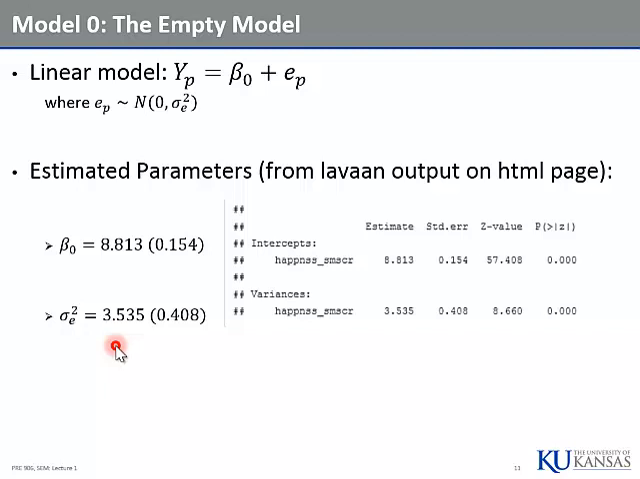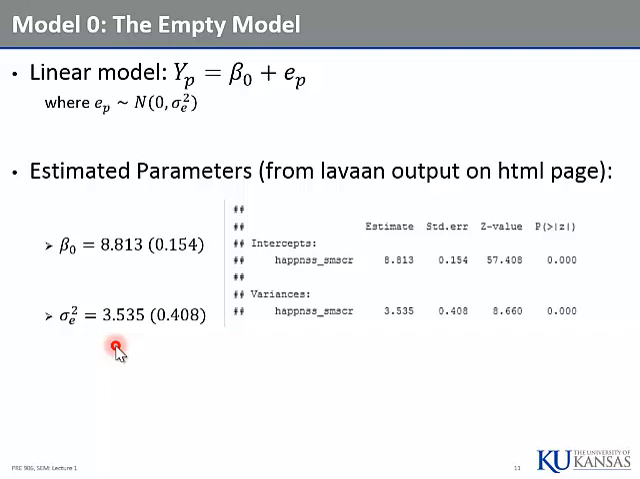8.813. What is the number in parentheses beside it? It's called the standard error. The standard error is the standard deviation of the mean. Which means if you were to repeat this sample over and over again and just write down the means and then take the standard deviation of what you wrote down, it would be that. And actually, believe it or not, that number is the square root of this divided by n. So it does have a connection.